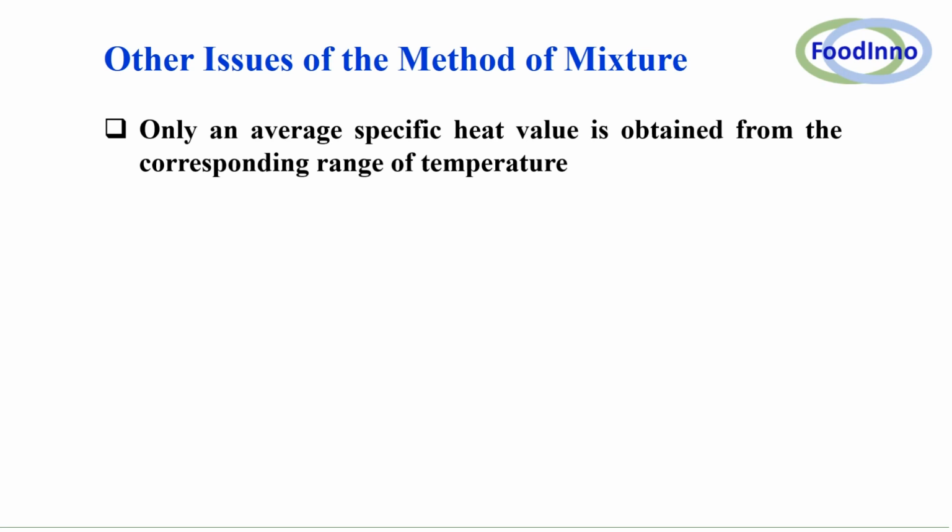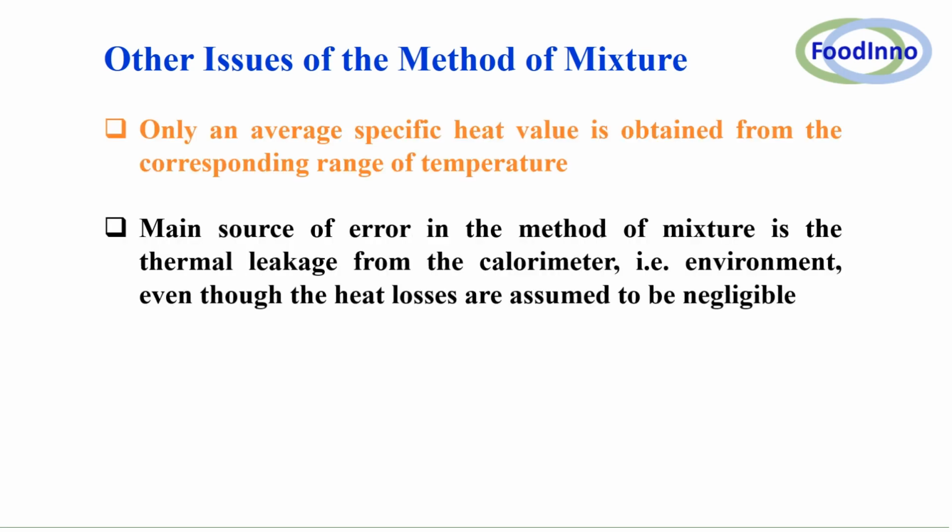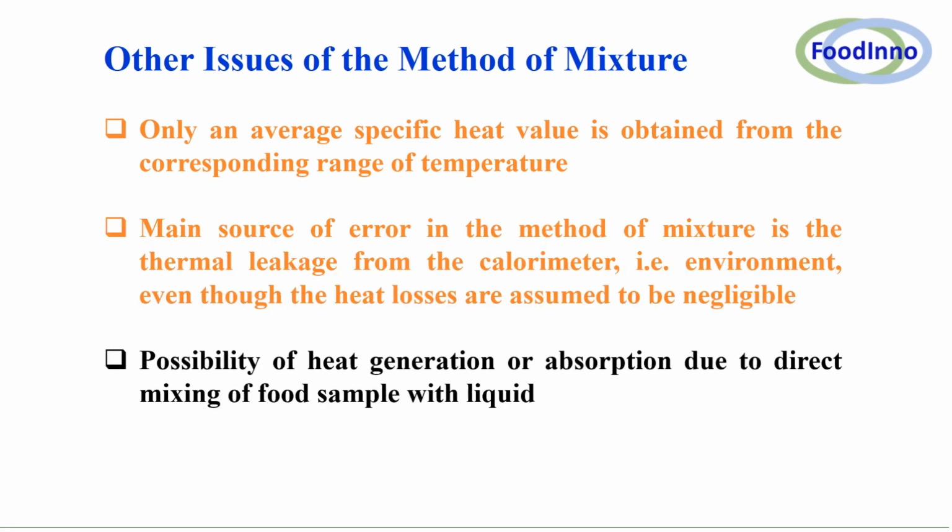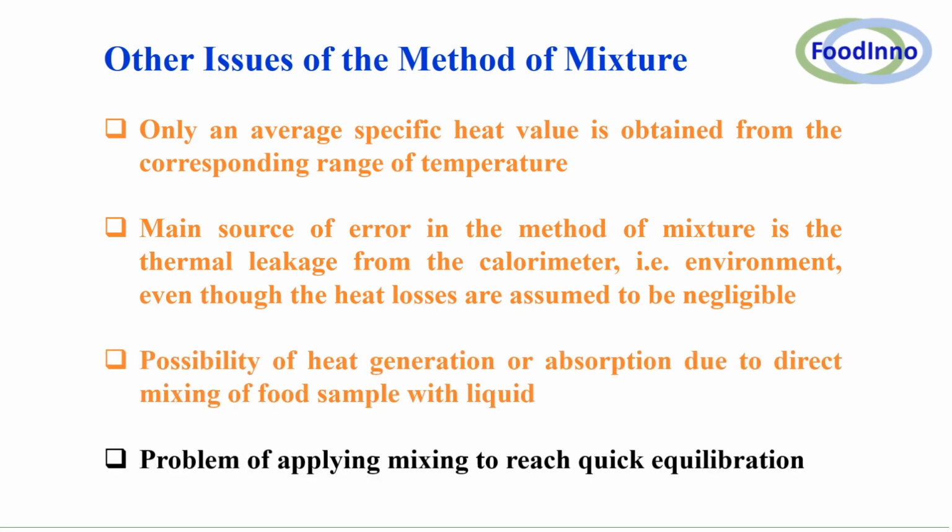Other issues of the method of mixture are: only an average specific heat value is obtained from the corresponding range of temperature. Main source of error in the method of mixture is the thermal leakage from the calorimeter, that is environment, even though the heat losses are assumed to be negligible. Possibility of heat generation or absorption due to direct mixing of food sample with liquid. Problem of applying mixing to reach quick equilibrium.